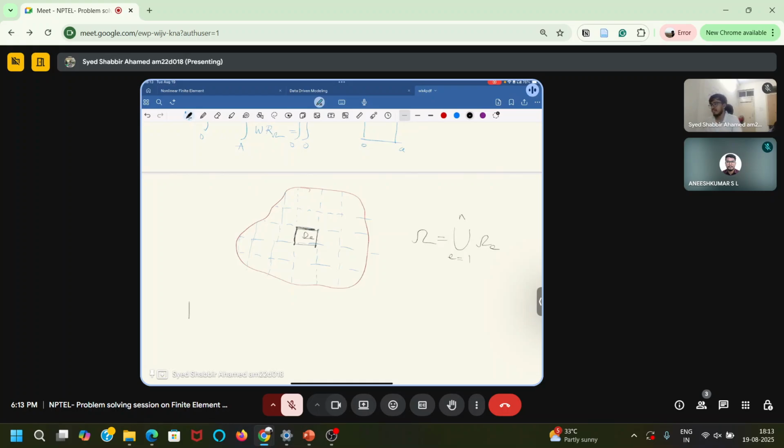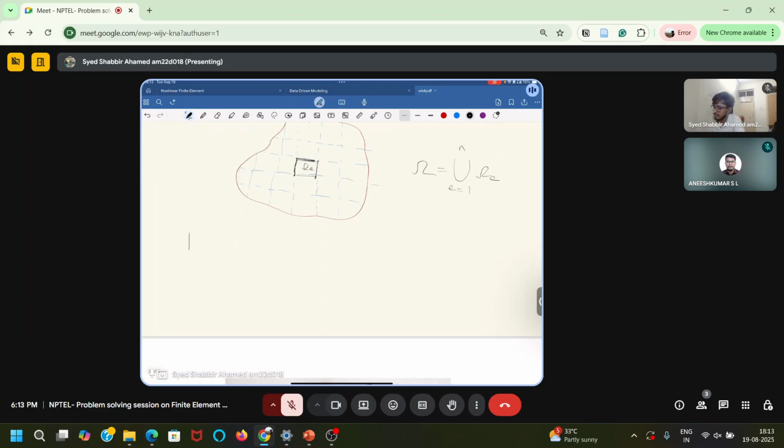So we have something like this. We have integral w into a residual, some kind of residual, is equal to, now I can make it like this. So if I have n elements, I can divide it into n integrals, and I can combine all of them. So this will be residual over this element.